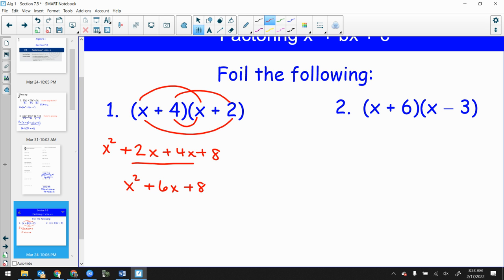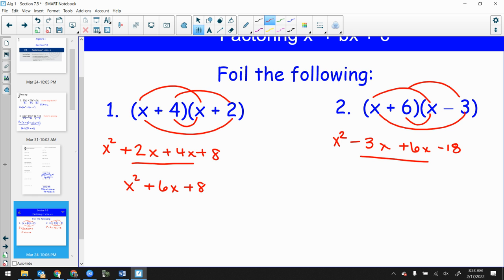Let's take a look at the second one here. X times x. X times negative 3. 6 times x. 6 times negative 3. All right, combine like terms.